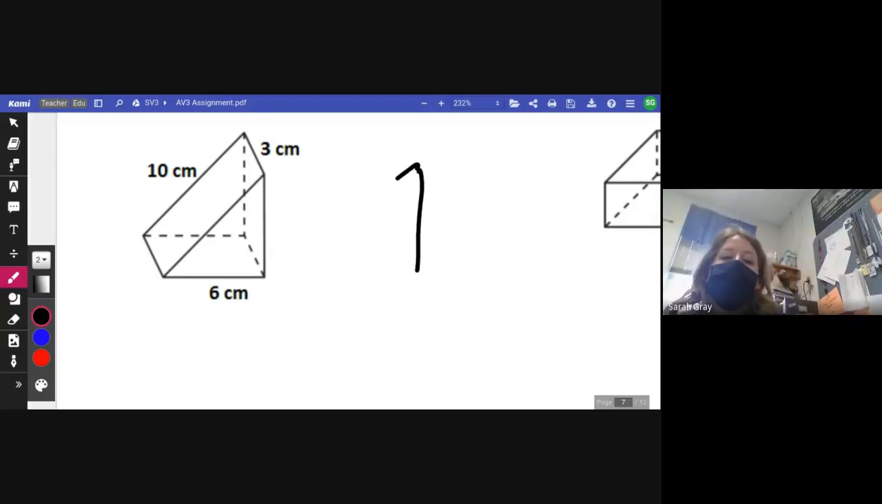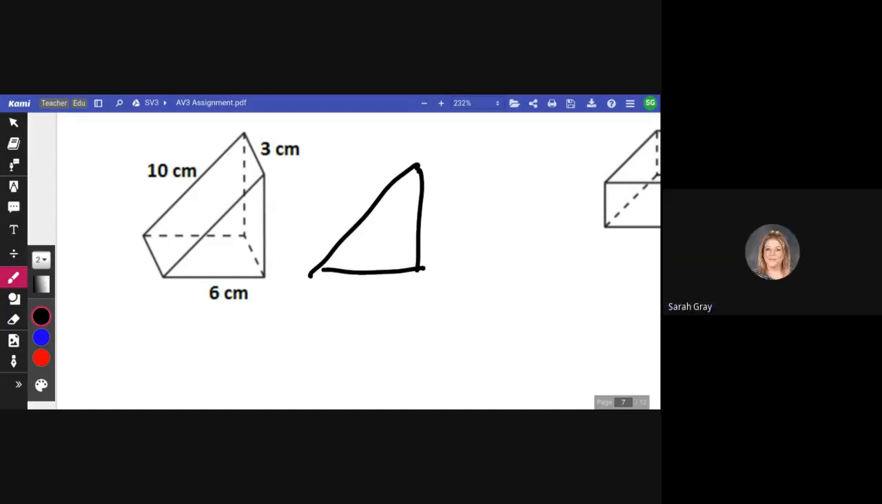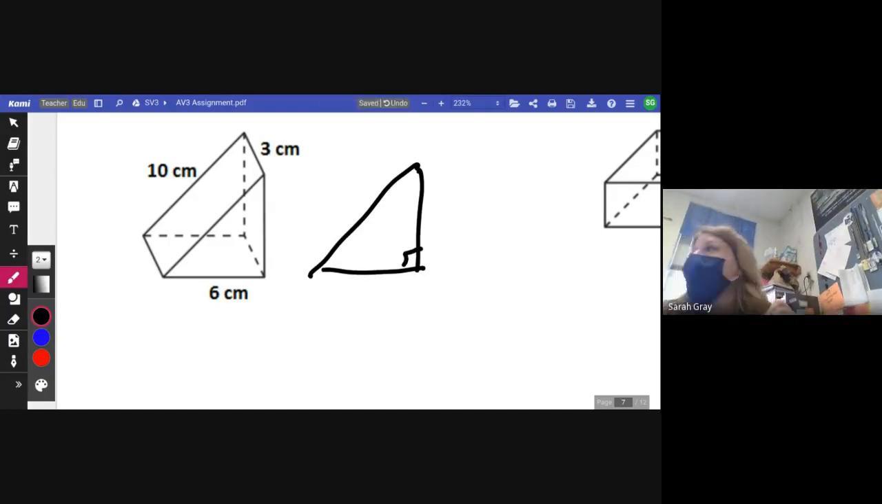The base is our triangle. And I'm going to assume it's a right triangle. I'm sorry, I took Jordan's seat and then she took yours. You can sit in Maddie's seat.